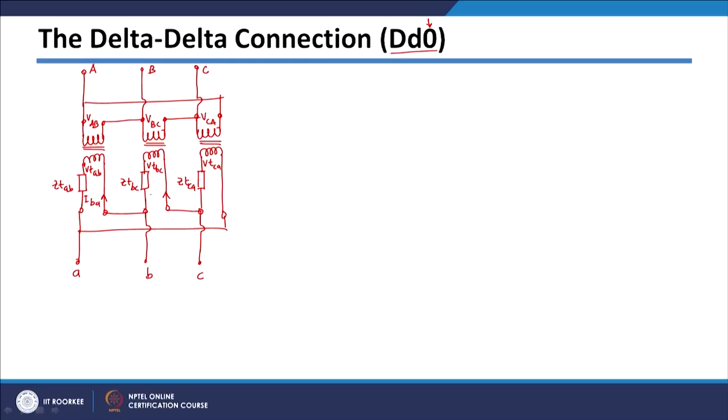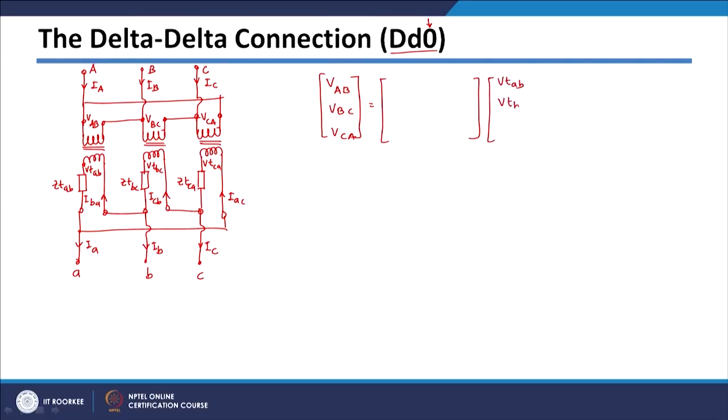IBA, this current is ICB, and this current is IAC. On this side this will be IA, IB and IC, capital letters for the primary side, and this will be ia, ib and ic, small letters for the secondary side. Now in this case also we can write two expressions here. First is based on your turns ratio. So VAB, VBC and VCA will be related to your VTAB, VTBC and VTCA voltages by just the turns ratio.